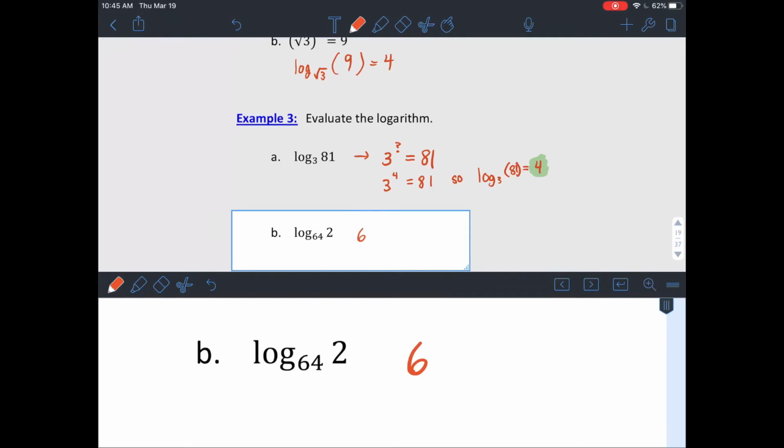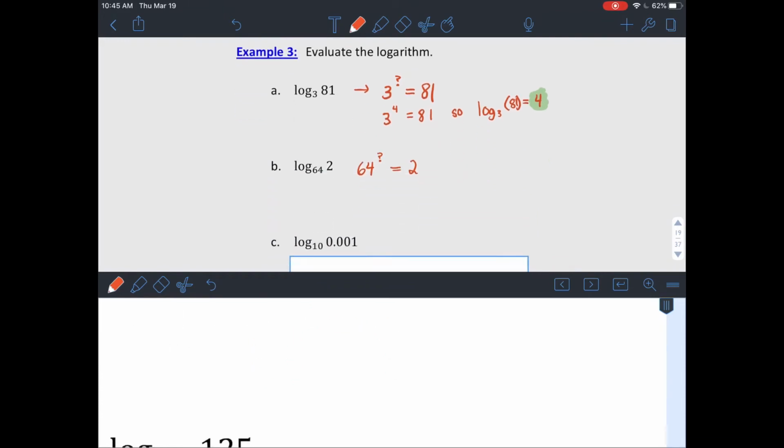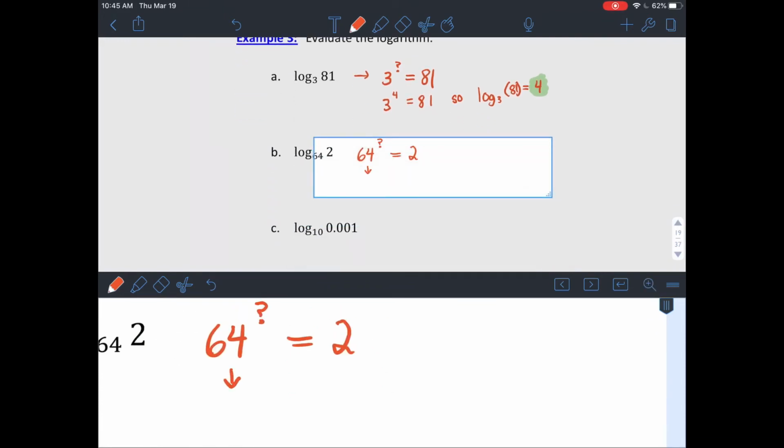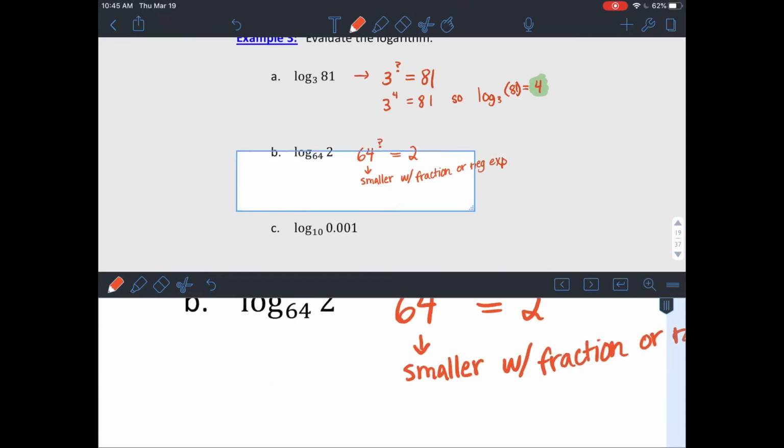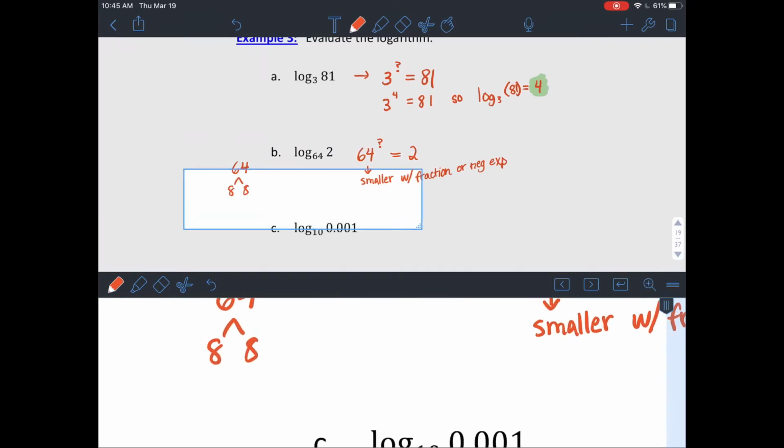Log base 64 of 2 is a little bit weird because you have to try and raise 64 to some power so that it makes it smaller. The only way that's really going to happen is if you use an exponent that is a fraction, because those are like radicals. So if I did some root of 64, I could maybe get 2. Or I could try negative exponents, but that's just going to flip things and make it like 1 over 64.